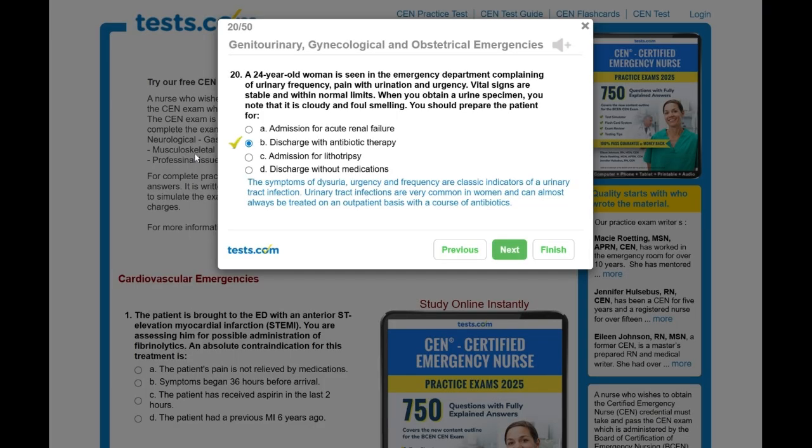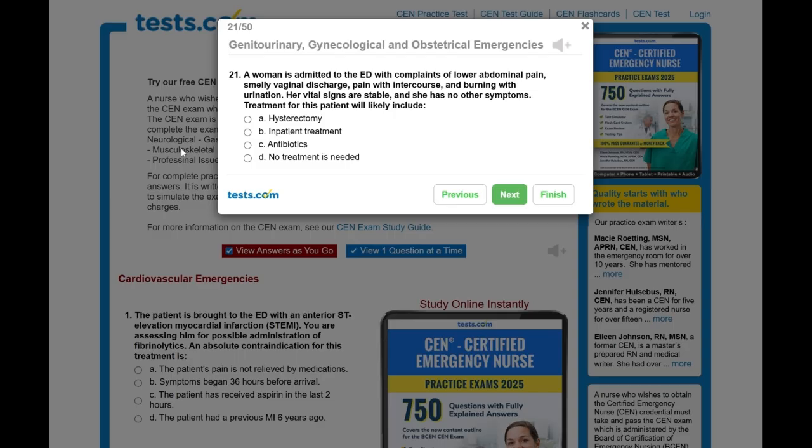B. Discharge with antibiotic therapy. The symptoms of dysuria, urgency, and frequency are classic indicators of a urinary tract infection. Urinary tract infections are very common in women and can almost always be treated on an outpatient basis with a course of antibiotics.